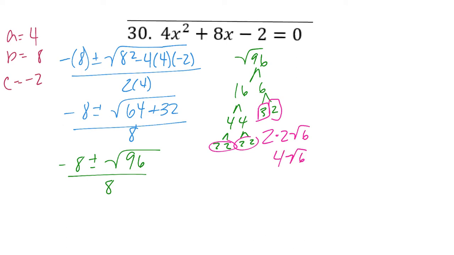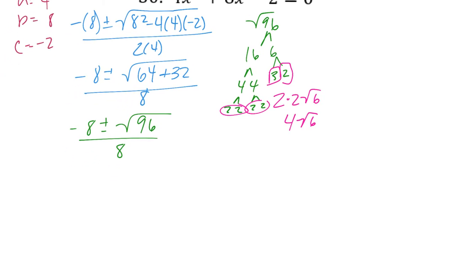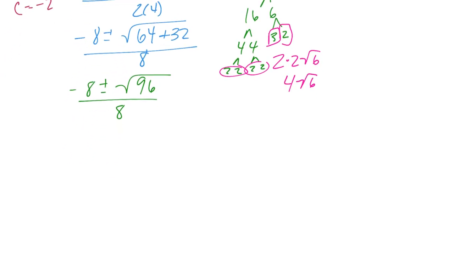So then I'm going to replace that. I'm going to move all this stuff up so that I can continue to write, and then I will make it so that it's all on the screen at the end. So I'm going to replace it: negative 8 plus or minus 4 root 6 over 8. Then I need to simplify this whole fraction.